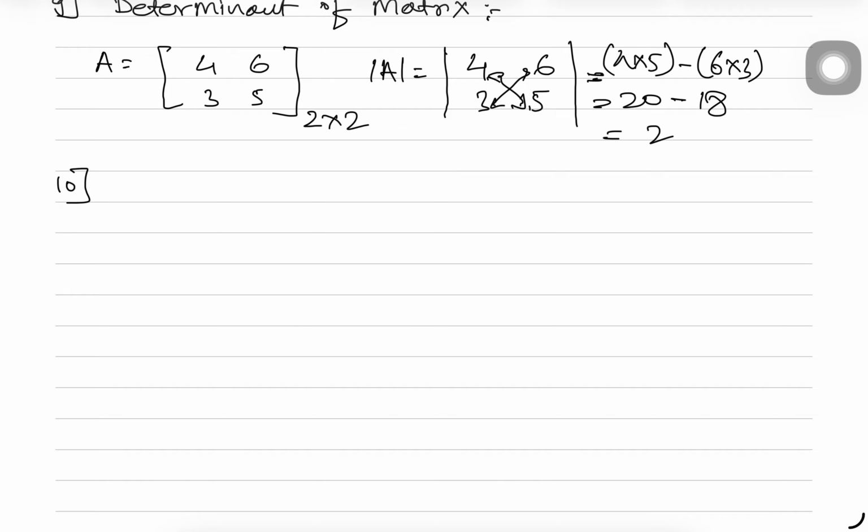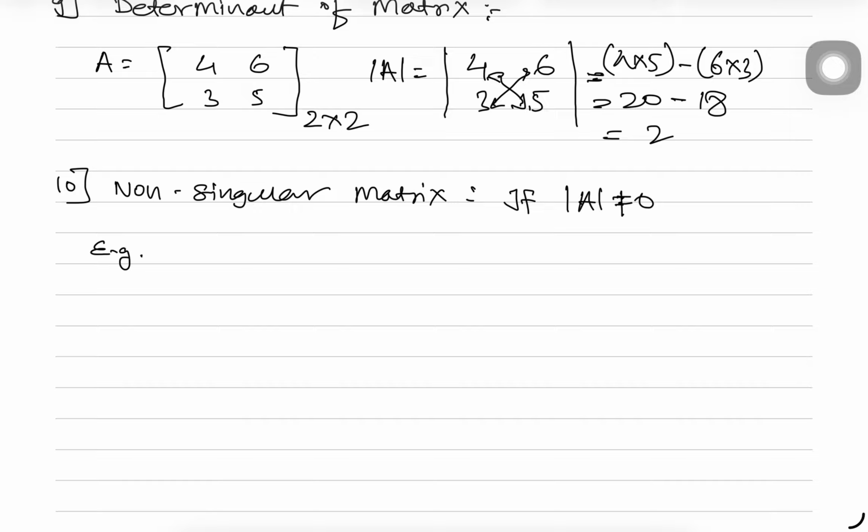Next, 10th one, is the non-singular matrix. A square matrix A is called non-singular if its magnitude, the determinant of A, is not equal to 0. For example, 2 minus 3, 4 5.